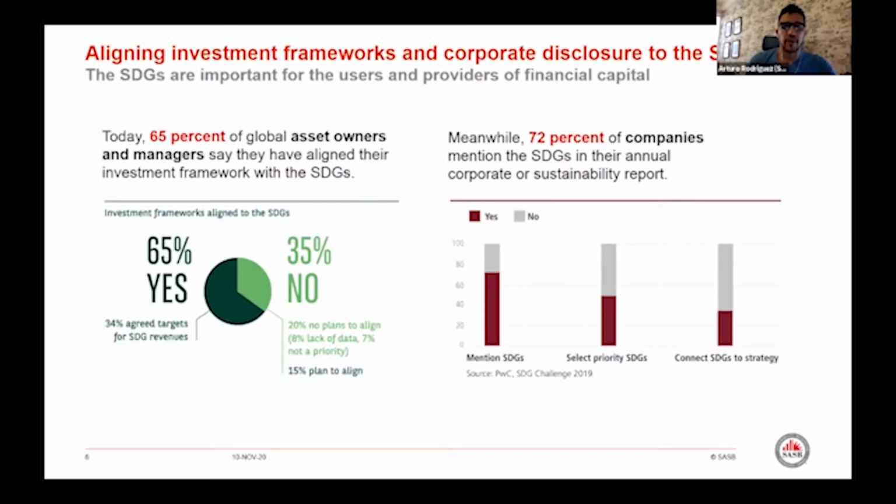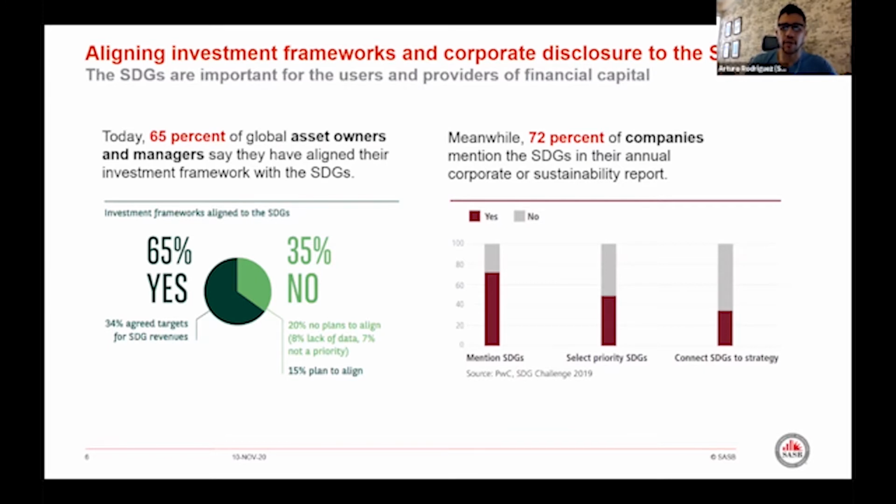Now that we've seen how the SDGs are organized, let's switch gears a little bit and focus on company and investor interest in the SDG framework and the Agenda 2030. This slide shows results from 2 different surveys. On your left, you see results from the asset owner and asset manager community, representing the investor side. And on the right-hand side, you see results from a survey conducted with companies. As you can see, 65% of global asset owners and asset managers say that they have aligned their investment framework with the SDGs. Meanwhile, on the company side, 72% of companies surveyed mentioned the SDGs in their corporate or sustainability reports. So there's definitely interest in the SDG framework.